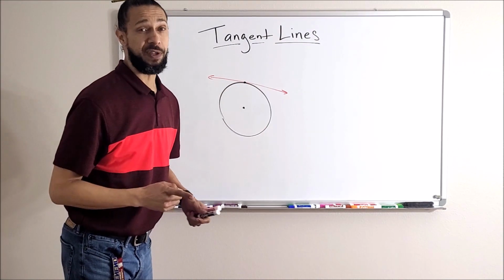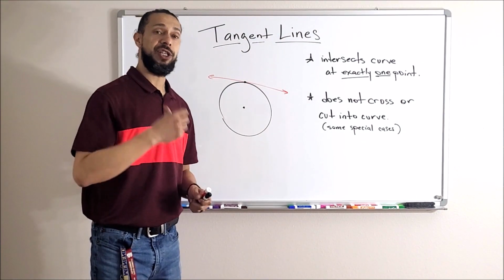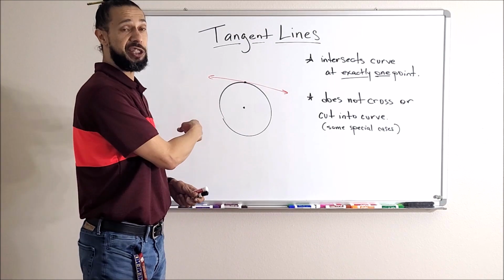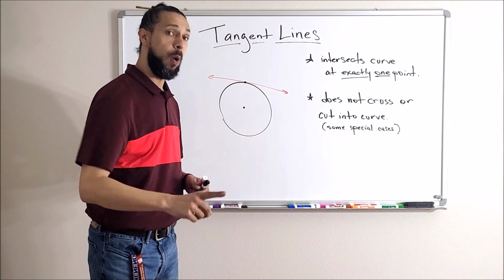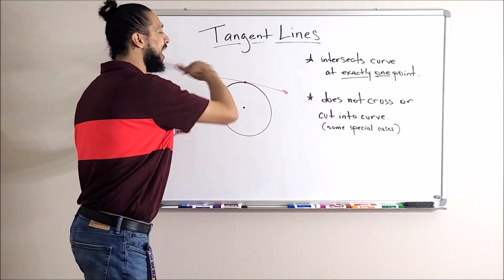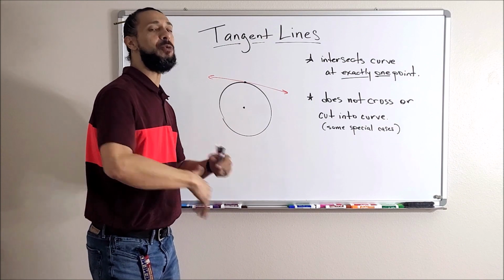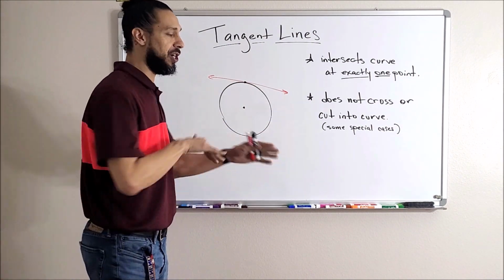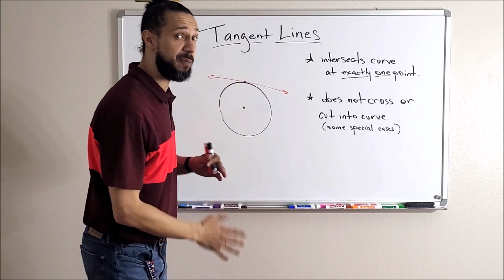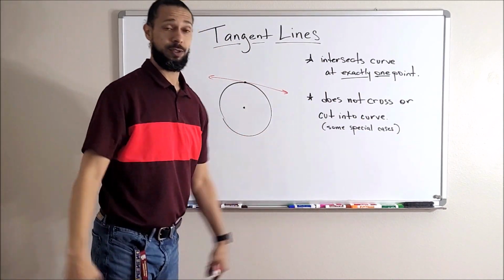Let's talk about some of the rules of a tangent line. Tangent lines intersect the curve, or a circle in this case, but a curve in a second, in exactly 1 point. It does not cross over or cut into the curve. Now, as you get further down the calculus route, some special cases may apply where your tangent line will actually cross over the curve. But for our purposes, 1 point, don't cross, right?